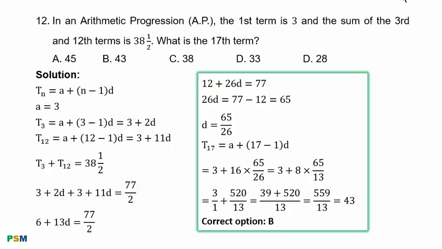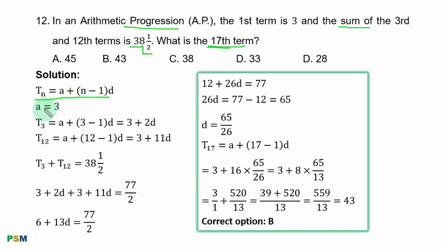Question 12. In an arithmetic progression AP, the first term is 3 and the sum of the third and 12th terms is 38 whole number 1 over 2. What is the 17th term? To find this term, the common difference is needed. We go by the nth term formula of an AP.